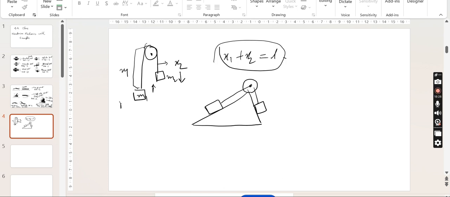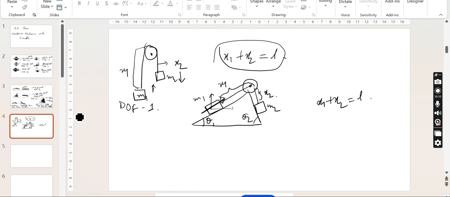Here the degree of freedom is 1, because all the movement is in one direction, although it is in y direction, but we have noted it as x1 and x2. If we consider this kind of pulley, here also if we call it x1 and this x2, here also x1 plus x2 is equal to L. But this is theta 1, this is theta 2. The movement will depend on these angles also. So here two different angles, so degree of freedom will be 2, and L is always constant.